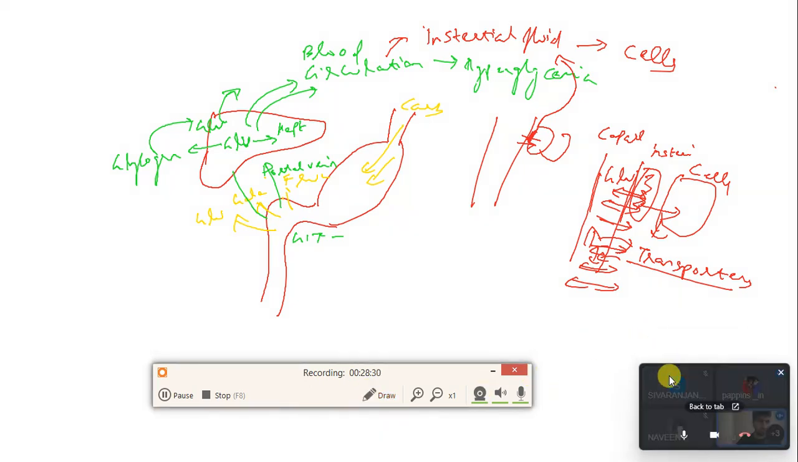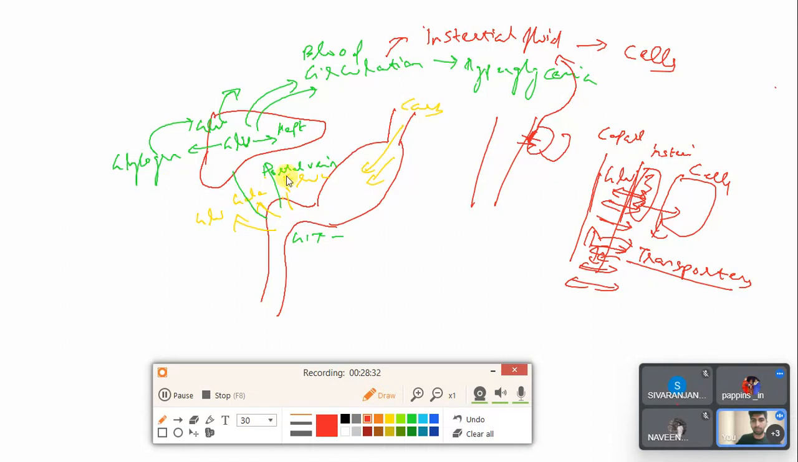So that's where the concept of transporters comes in. Diffusion happens when glucose goes from blood capillaries to interstitial fluid. Now from the interstitial fluid, when the glucose has to go into the cell, that's where special channels are used, and those are transporters. So what are these channels? Can anyone tell me what these transporters are? Is there any specific name to it?